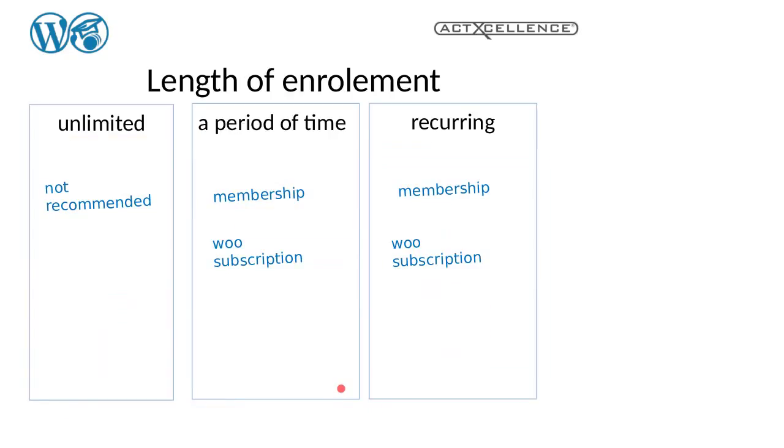So now when we look at the criteria we have collected in the beginning, then for the unlimited course enrollment, I still do not recommend this because you cannot end it easily. For a period of time, you can use the membership plugin with WordPress to Moodle and also the Woo subscription. The Woo subscription also costs some money. It's a commercial plugin, but it will enable you to do really complex payment plans. For example, recurring payment.